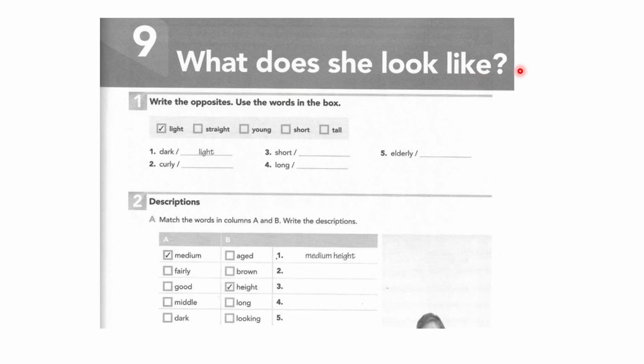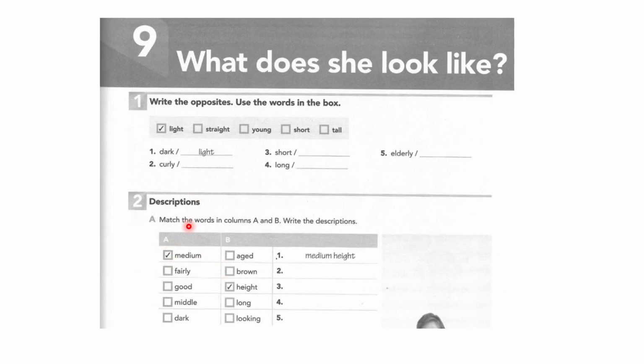Your first homework is going to start with this: What does she look like? Write the opposites. Pretty easy. Use the words in the box. Here we have dark, curly, short, long, and elderly. We have to write down the opposites of these terms, right?